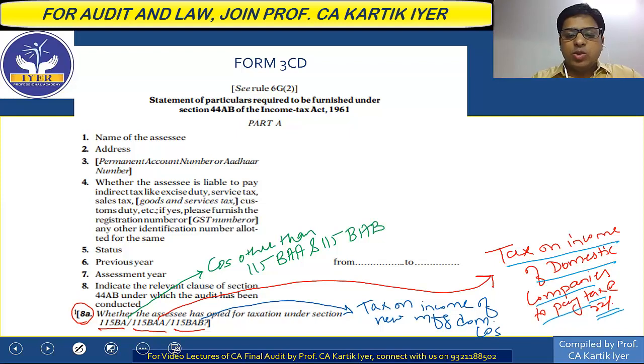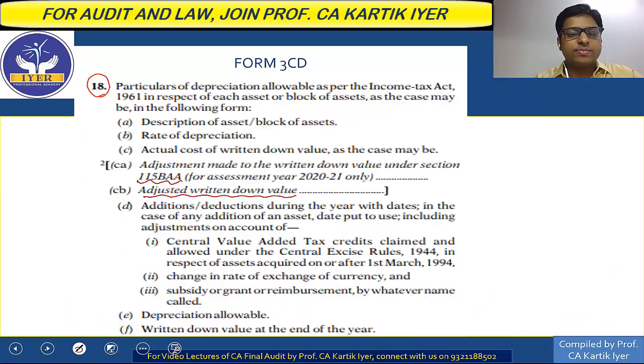For 115BAB, you will see here a tax on income of new manufacturing domestic companies. So again, to boost the domestic companies, there are some sections pertaining to that in the Income Tax Act, regarding which the tax auditor will have to provide information in the tax audit report. And finally, 115BA, they have written companies other than 115BAA and BAB. That also we have to report here in this part. So that is basically whether the SSE has opted for taxation under the following sections. So the tax auditor has to throw light in relation to this part.